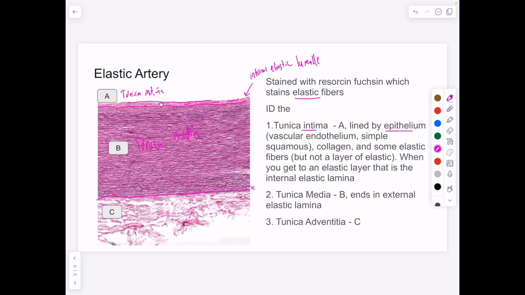And that brings us to our last one, which is tunica adventitia. One of the things to note is that the tunica intima is all wrapping around the lumen, right? Same with the media, but the adventitia, it's not so clear, right? You could have a weird cross section, but it's not all wrapping around the lumen.